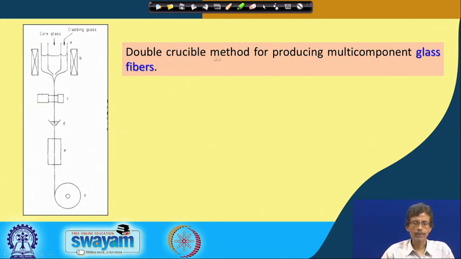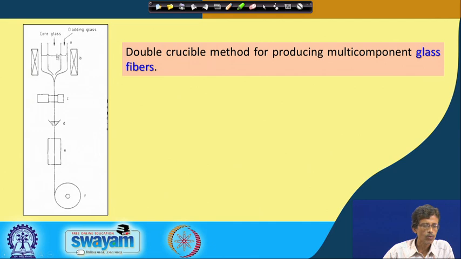So, look at the name first, that is always very important. It is a double crucible method, so you require two crucibles. Two concentric crucibles can be used for producing a multi-component glass fiber. So, you see, now you have two or more components for making that particular glass fiber. Consider that we have something as the core, which is covered by some other material.